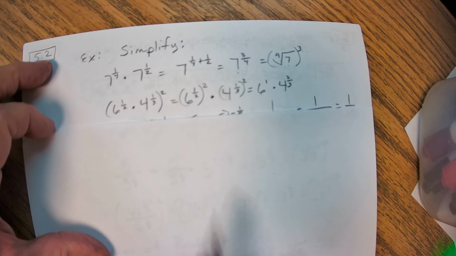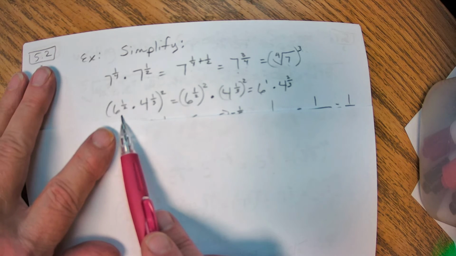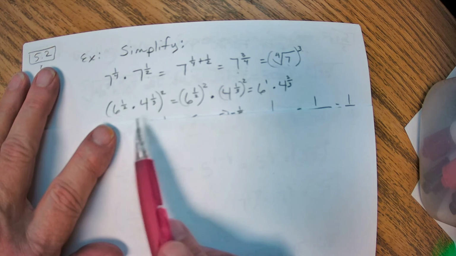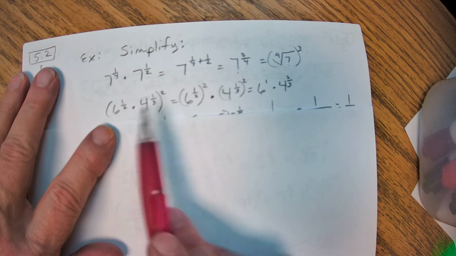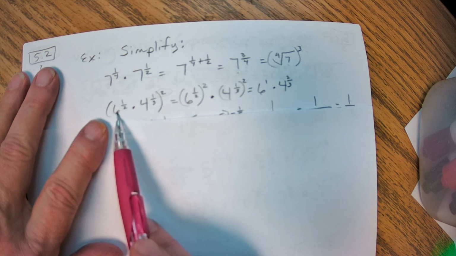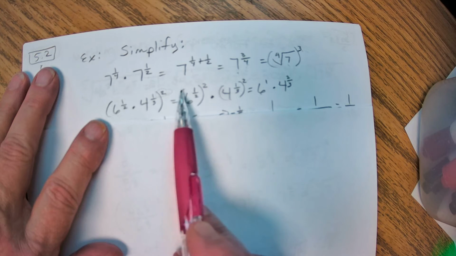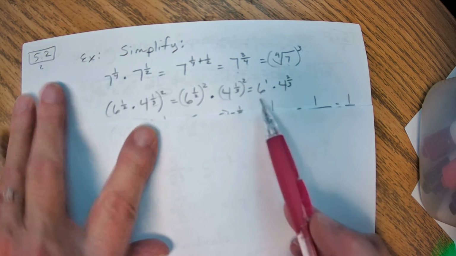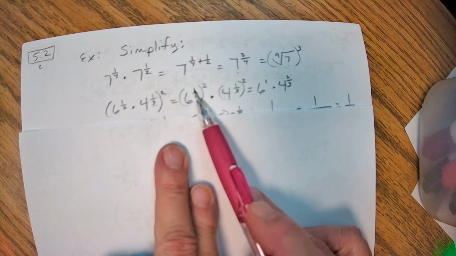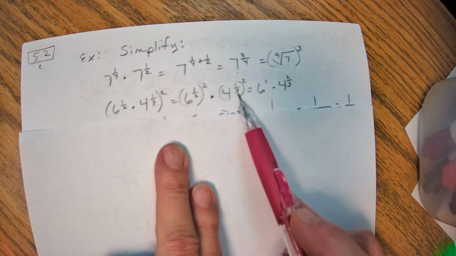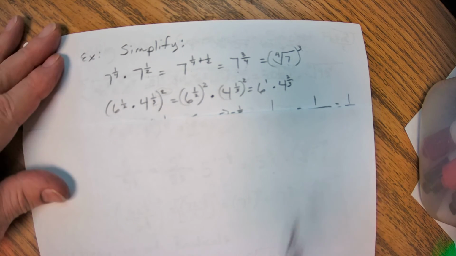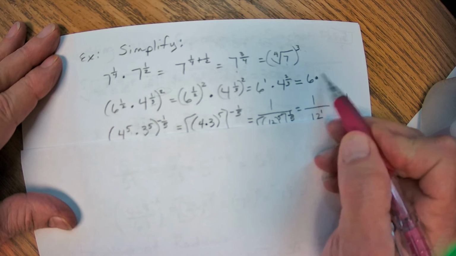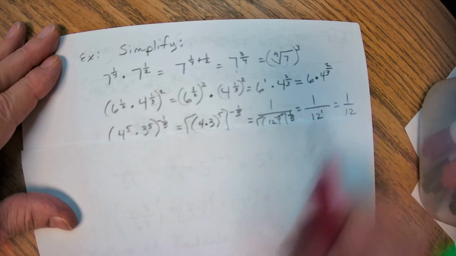Okay, this one exemplifies the power of a power rule. So 6 to the 1/2 times 4 to the 1/3, each squared. Let's just take these separately. 6 to the 1/2 squared times 4 to the 1/3 squared. 6 to the 1/2 times 2. 1/2 times 2 is 1. 1/3 times 2 is 2/3. You wouldn't really put that 1 there. It'd just be 6 times 4 to the 2/3.